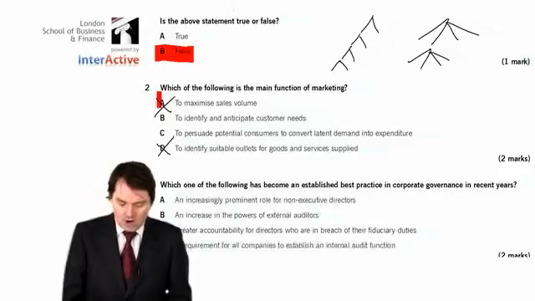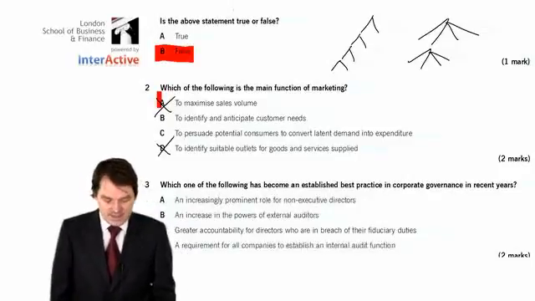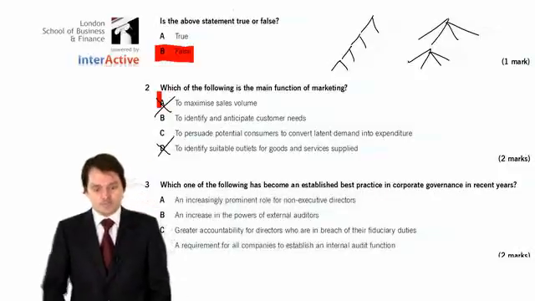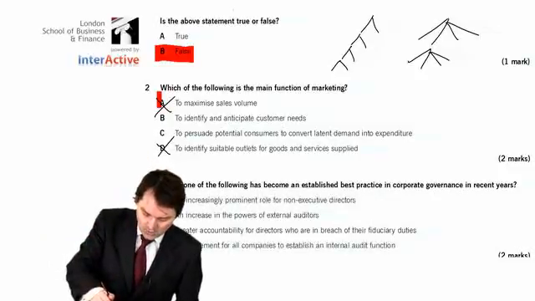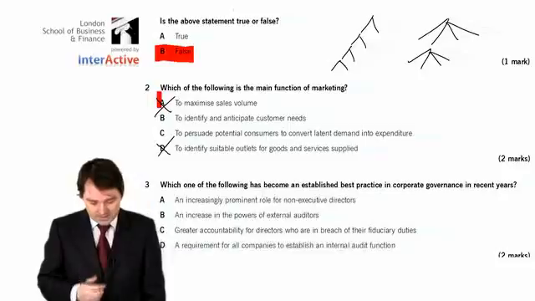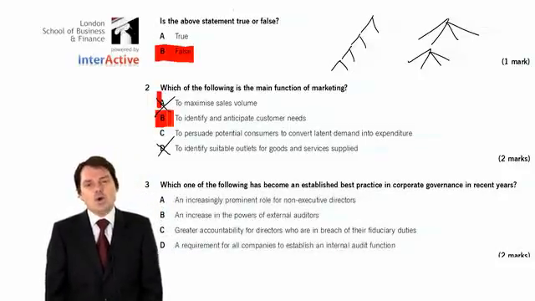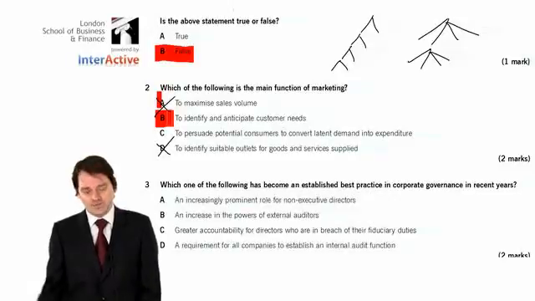B, remember, identify and anticipate customer needs. C, persuade people to convert demand into expenditure. Hopefully you remember that the technical definition of marketing is actually B, to identify and to work out what consumers are going to want in the future.